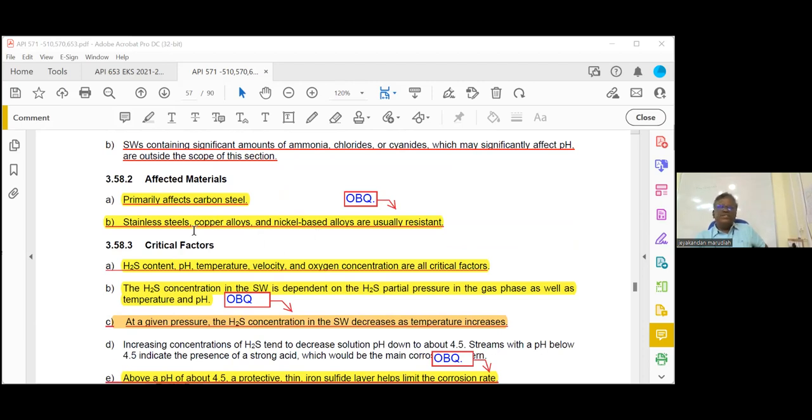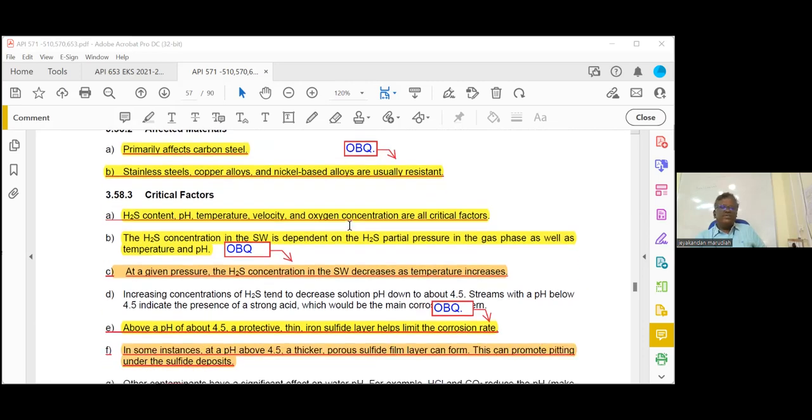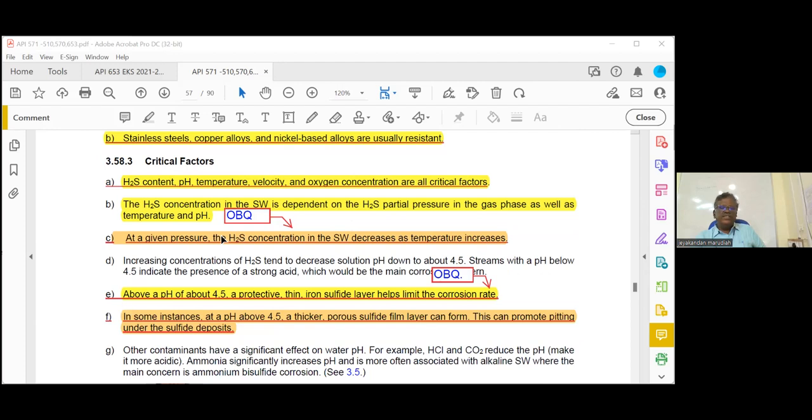It will affect carbon steel only. Stainless steel, copper alloys, and nickel base alloys are usually resistant. Then critical factor, highlight the C. At a given pressure, the H2S concentration in sour water decreases as temperature increases. That is open to question. When the temperature increases, H2S concentration will decrease.